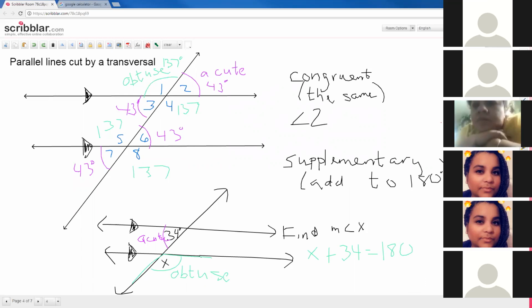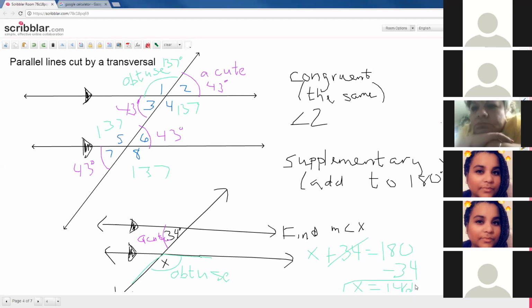So what is the measure of X? What do we do to get X? Good. We do subtraction again. When you have this addition set up, we've got to do the opposite and subtract. And what do we get then for our angle measure? What do we get for 180 minus the 34? 146.